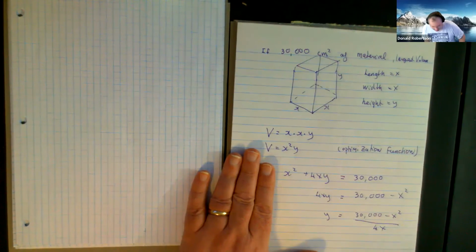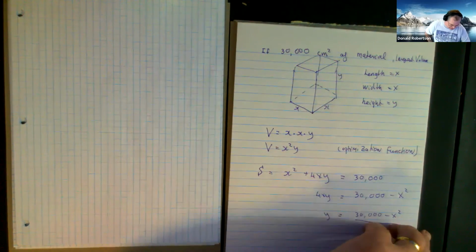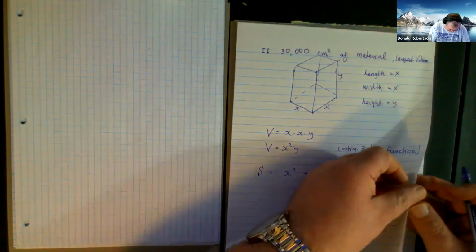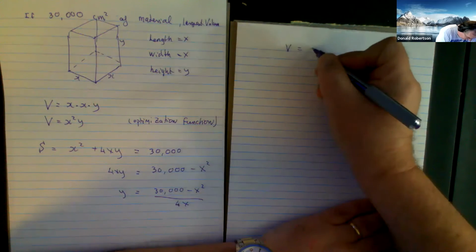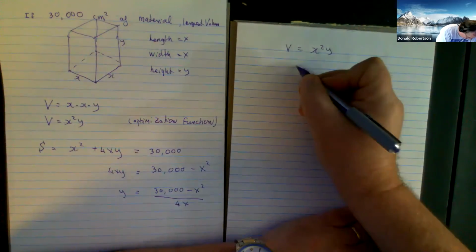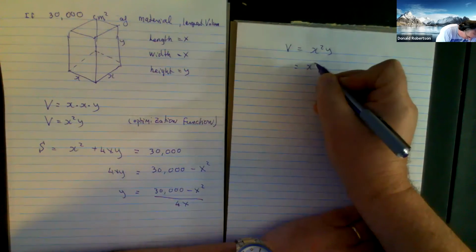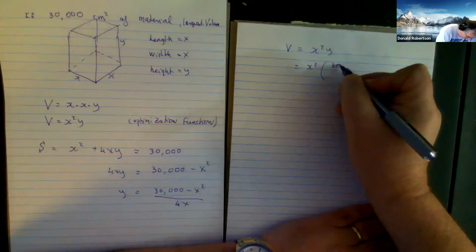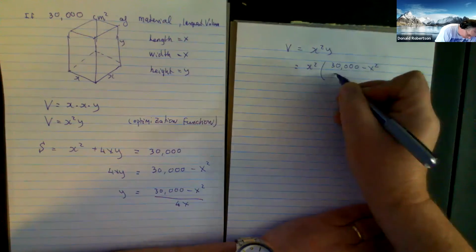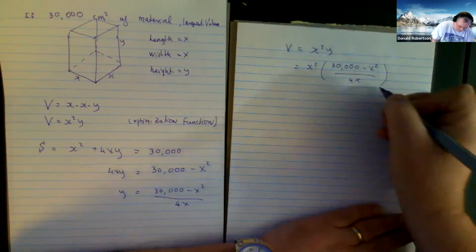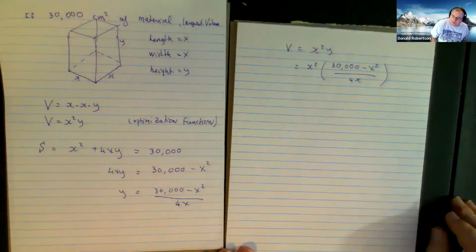You agree it's a very ugly looking answer, but it is what Y is. So I'll go back now to my optimization function, which is the volume, and it's X squared Y. And I'm going to do X squared times 30,000, take away X squared, over 4x. Are we good?